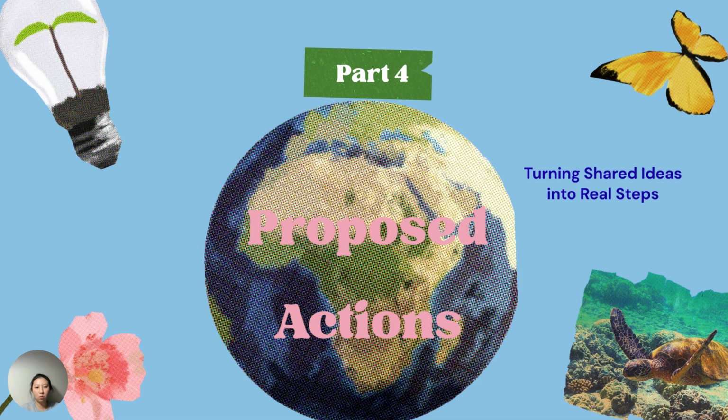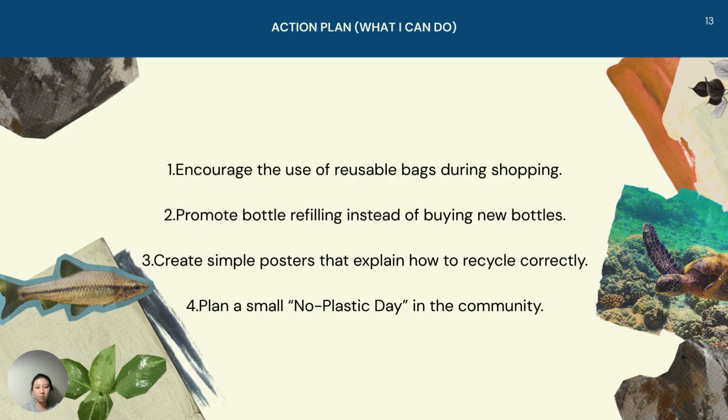Part 4, Proposed Actions. Based on the map, I plan 4 small actions. The first action is promoting reusable bags when people go shopping. The second action is encouraging bottle refilling instead of buying new bottles. The third action is creating simple posters to explain how to recycle correctly. The last action is planning one no plastic day to increase awareness.